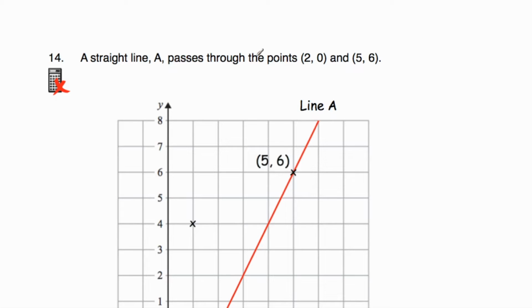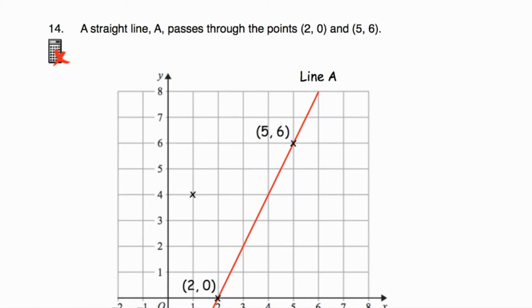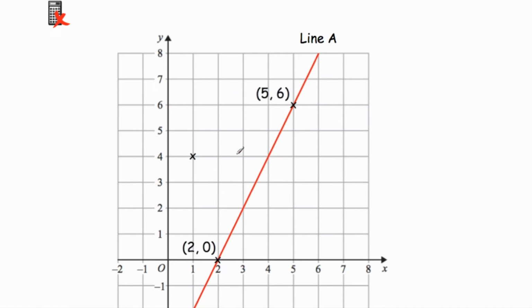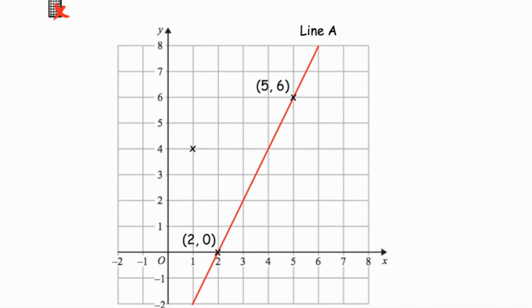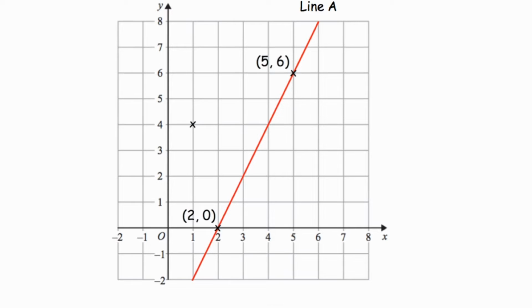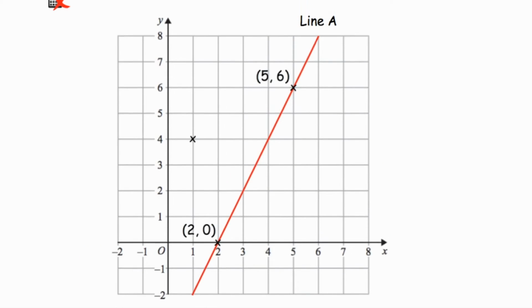Okay, let's have a look at question number 14. Question number 14 says a straight line A passes through the points 2, 0 and 5, 6. So 2, 0 and 5, 6. That's great. So that's the line A. And we've been asked to work out the gradient of the line A.